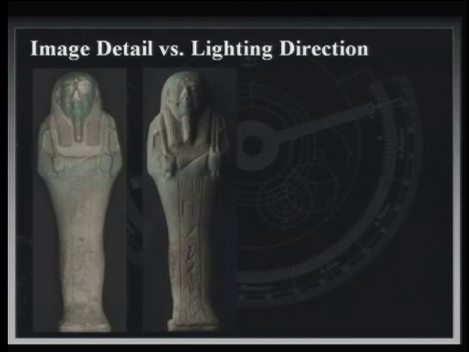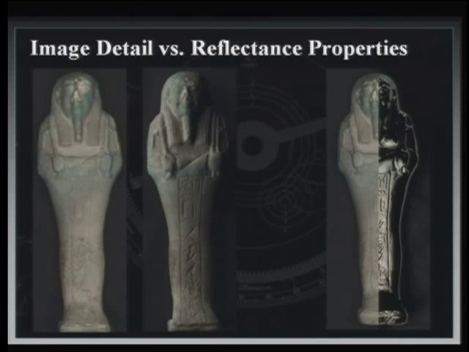It's well known that as you change lighting direction, you can see more or less detail on the surface of an object. This is something that we use all the time when we hold objects relative to a light source and move them around. But what's not so well understood is that if you actually change the material properties of the object itself, you can often see more detail than is possible with the original material properties of the object.